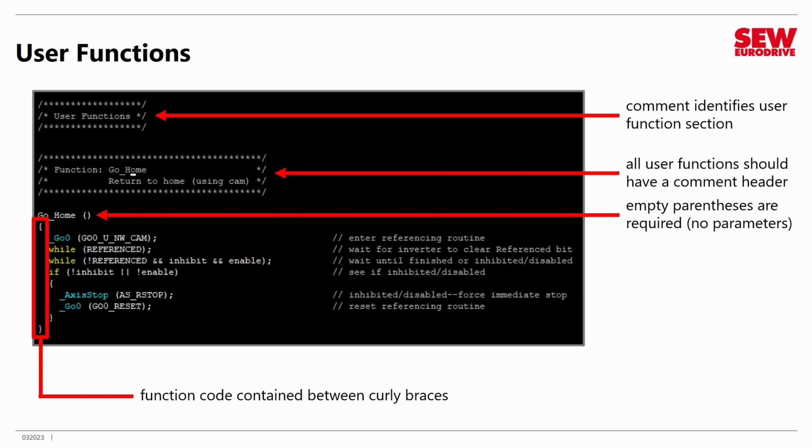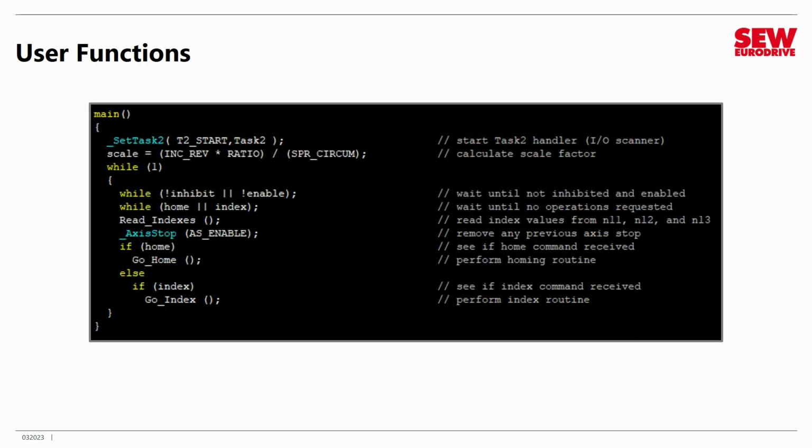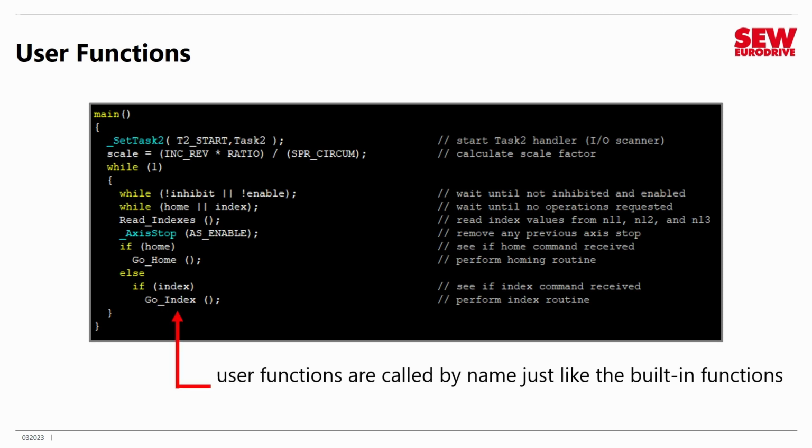No big surprise there. Now, when you're ready to use your function later in the program, just call it by name, just like the built-in functions. So there's my function goIndex. So just call it. Do note you must have that empty set of parentheses there to indicate no parameters. That's pretty much it. I told you it wasn't too complicated.